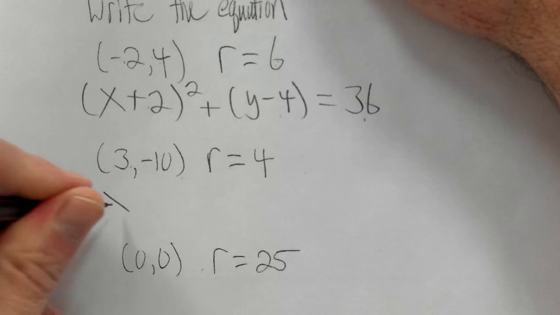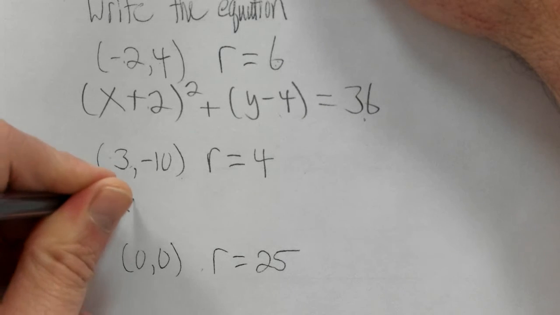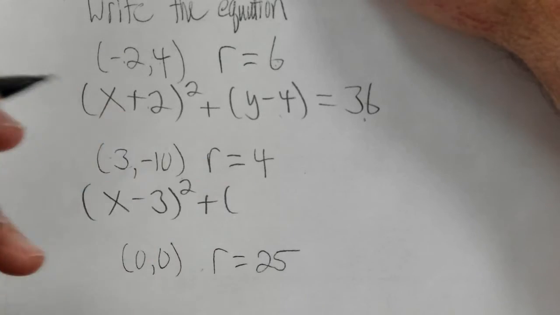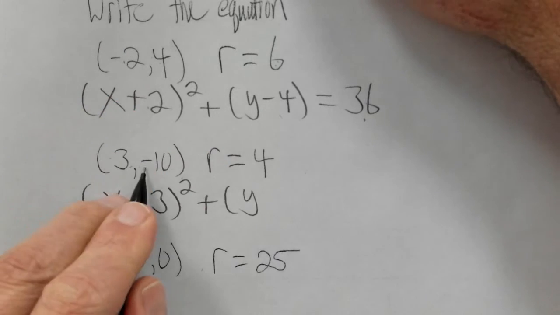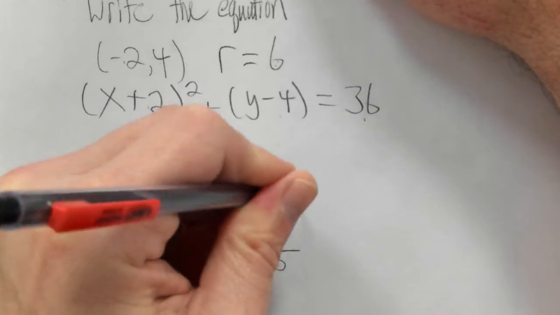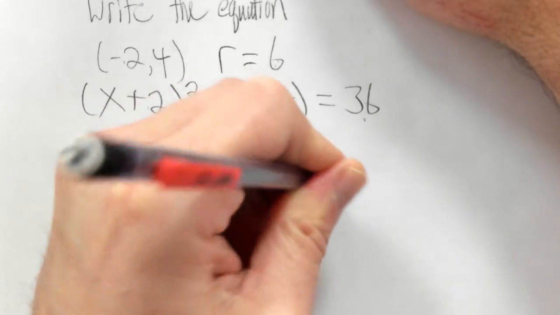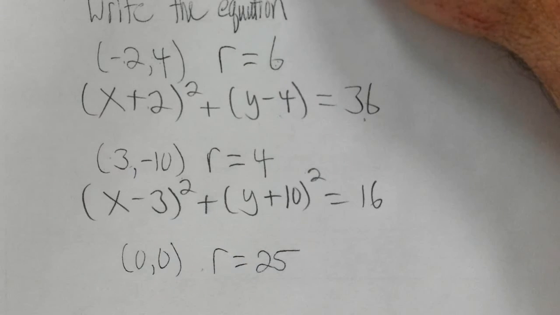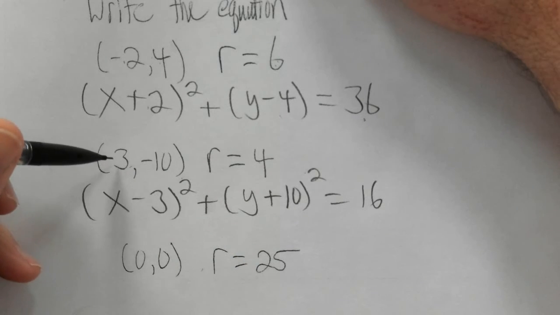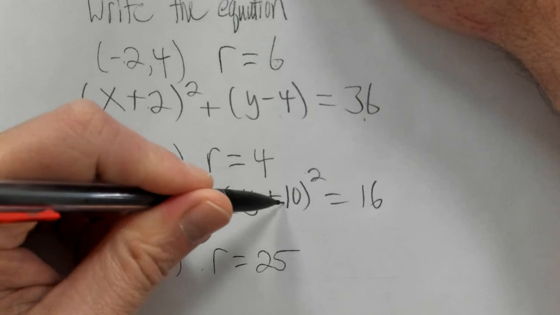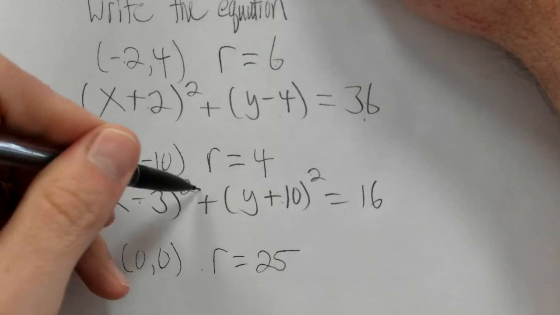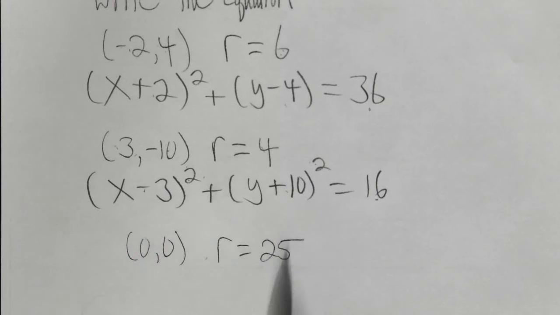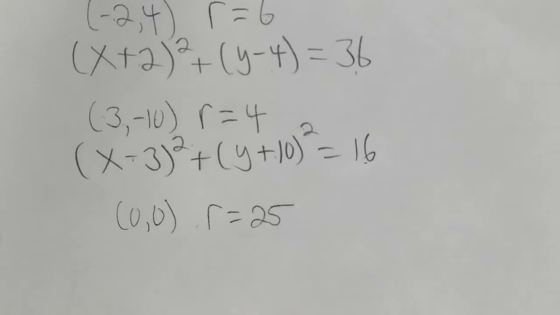So this will be x, and then change the sign, +3 changes to -3, close squared, plus open, y, -10 changes to +10, close squared, and then 4 squared changes to 16, and you got it. So as long as you're careful to remember to change this sign, put your squareds in there, and square this, then you got it. Because if you leave the squared off of either one of these, it's not a circle anymore. So careful with that.